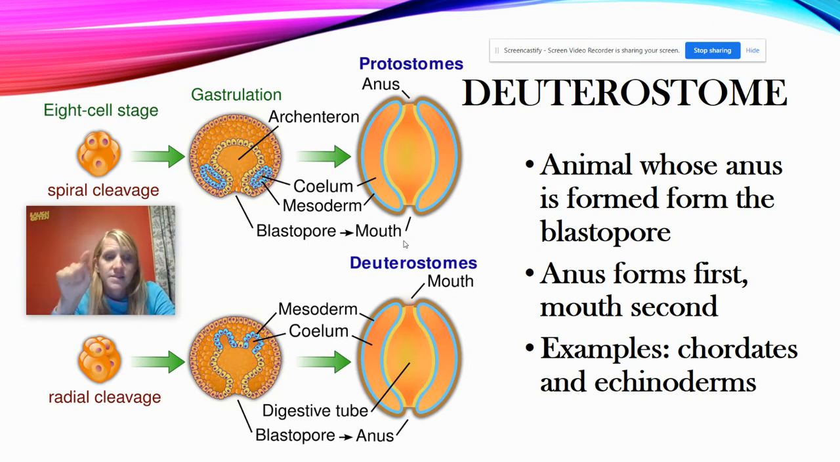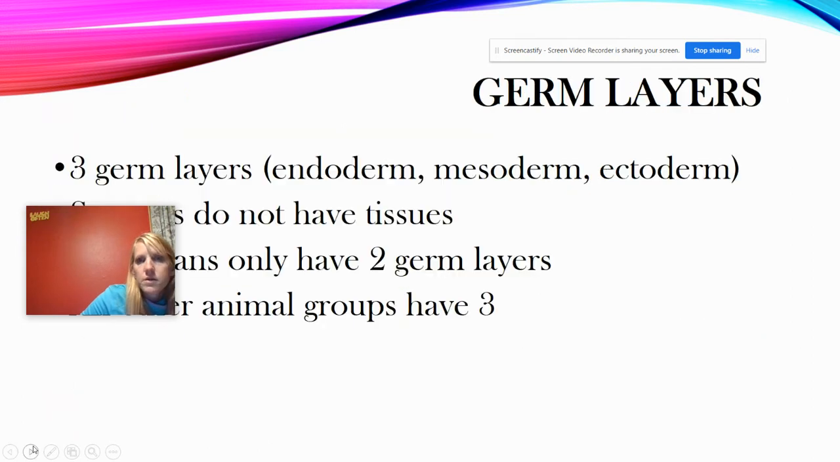So because of this, that's why on cladograms, if you've ever seen, echinoderms are way up by chordates, and you might be like, why the heck? That doesn't make any sense. Well, they look at their embryological development, and that's why. Super interesting, huh? And then the next thing I'm going to talk about are the three germ layers.